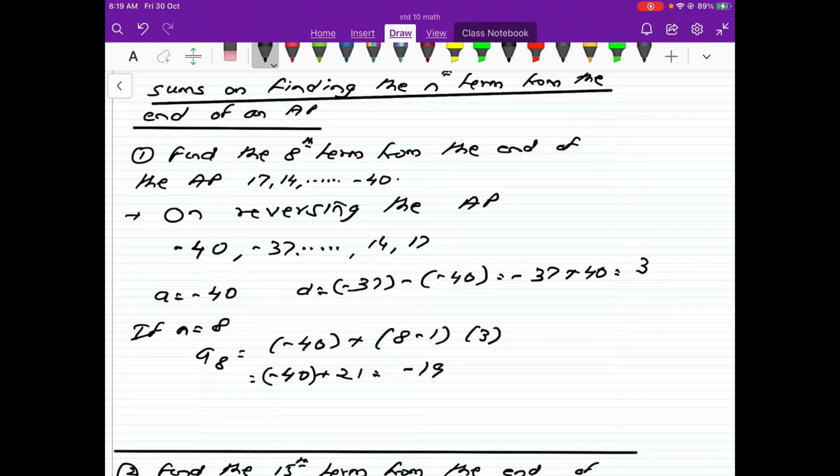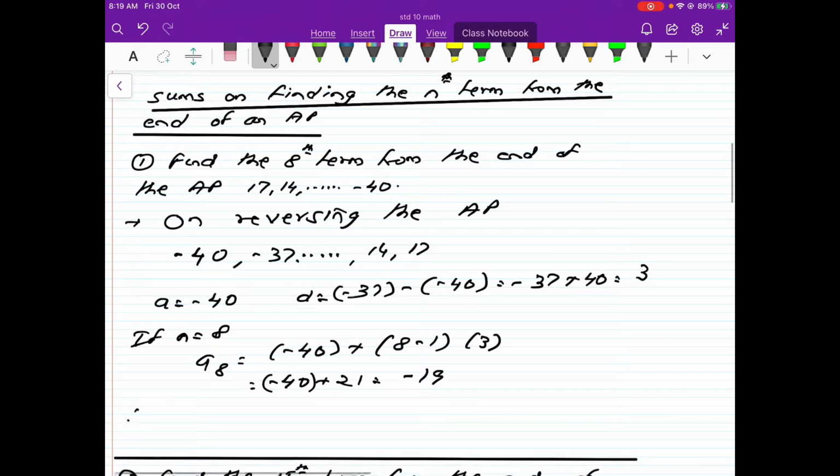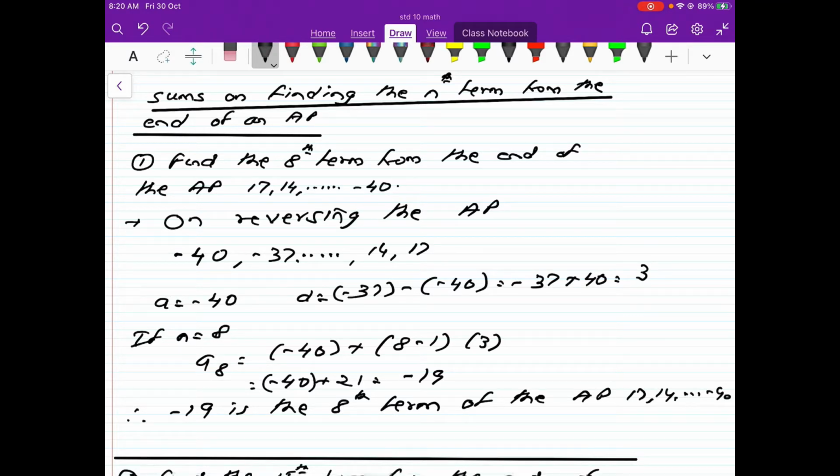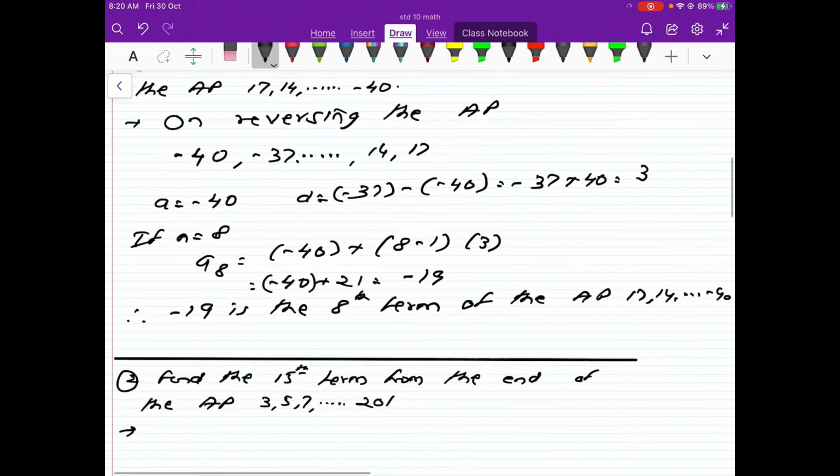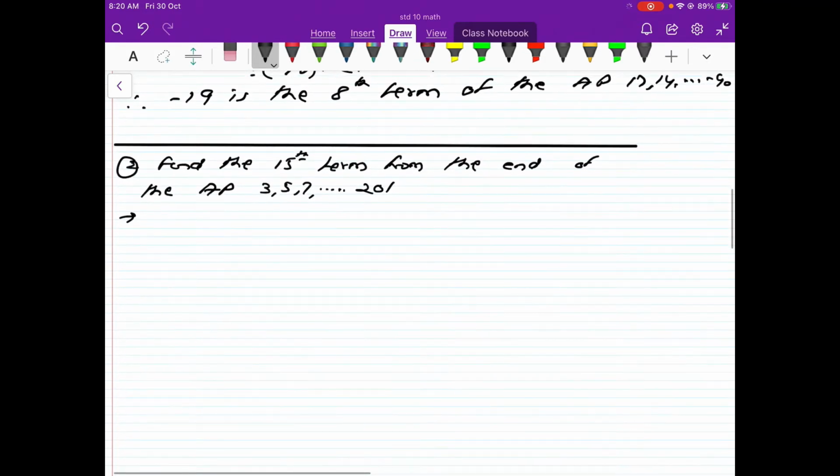So now the statement has to be written in such a way: therefore minus 19 is the 8th term from the end of the AP 17, 14, and the last term is minus 40. When you are writing the statement, please remember that you have to write it with respect to the original AP. So let's go for one more.